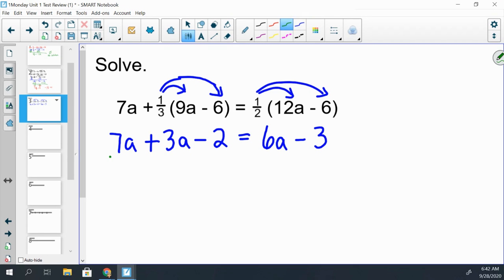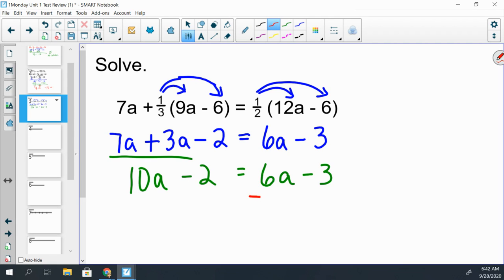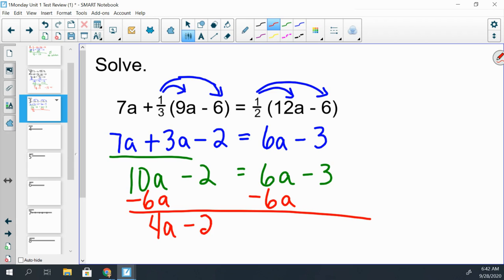So now I can start putting things together, like these two things I can put together to be 10a minus 2 equals 6a and -3. I want to eliminate the a's on one side, so I'm going to subtract 6a from both sides. That keeps me positive. So I'd have 4a here minus 2 equals, those are gone, we're just left with -3.